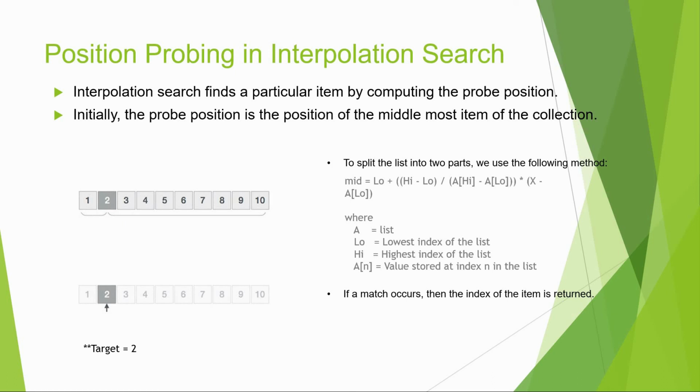By using this formula, we split the list into two parts. If the middle item is greater than the item, then the probe position is again calculated in the sub-array to the right of the middle item. Otherwise, the item is searched in the sub-array to the left of the middle item. This process continues on the sub-array until the size of the sub-array reduces to 0, which means no item is returned. If a match occurs, then the index of the item is returned. In this case, since the target is equal to 2, by using this formula we get the answer that mid is equal to 2, which is the target value.